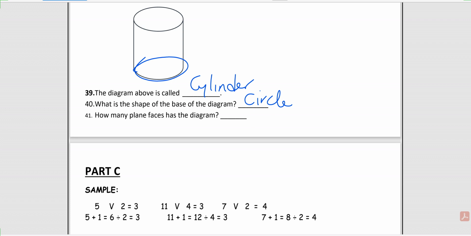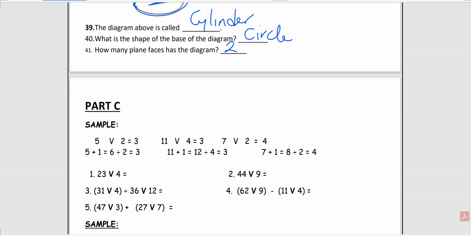How many plane faces? A plane face is not a round part. It's a place that is flat. It is another way of saying how many flat faces. This place is flat and this place is flat also. So you have 2 flat surfaces. Okay, so that is that about that.